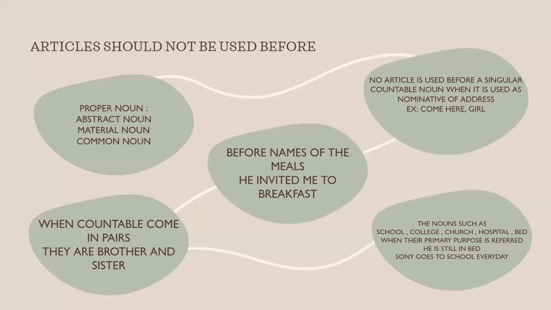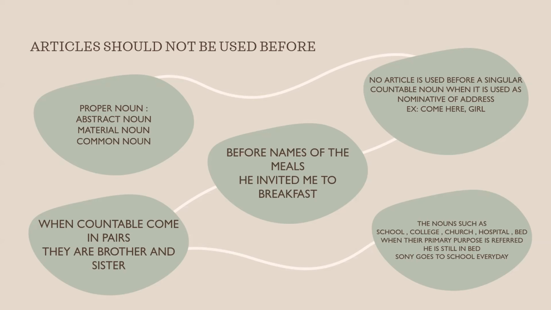No article is used before a singular countable noun when it is used as a nominative of address. Example, come here, girl. You cannot say, come here, a girl. When countable nouns come in pairs, also we are not going to use the articles. They are brother and sister. You cannot say they are a brother and a sister. You have to use it only as they are brother and sister, because brother and sister are coming in pairs. So you cannot use the article there.